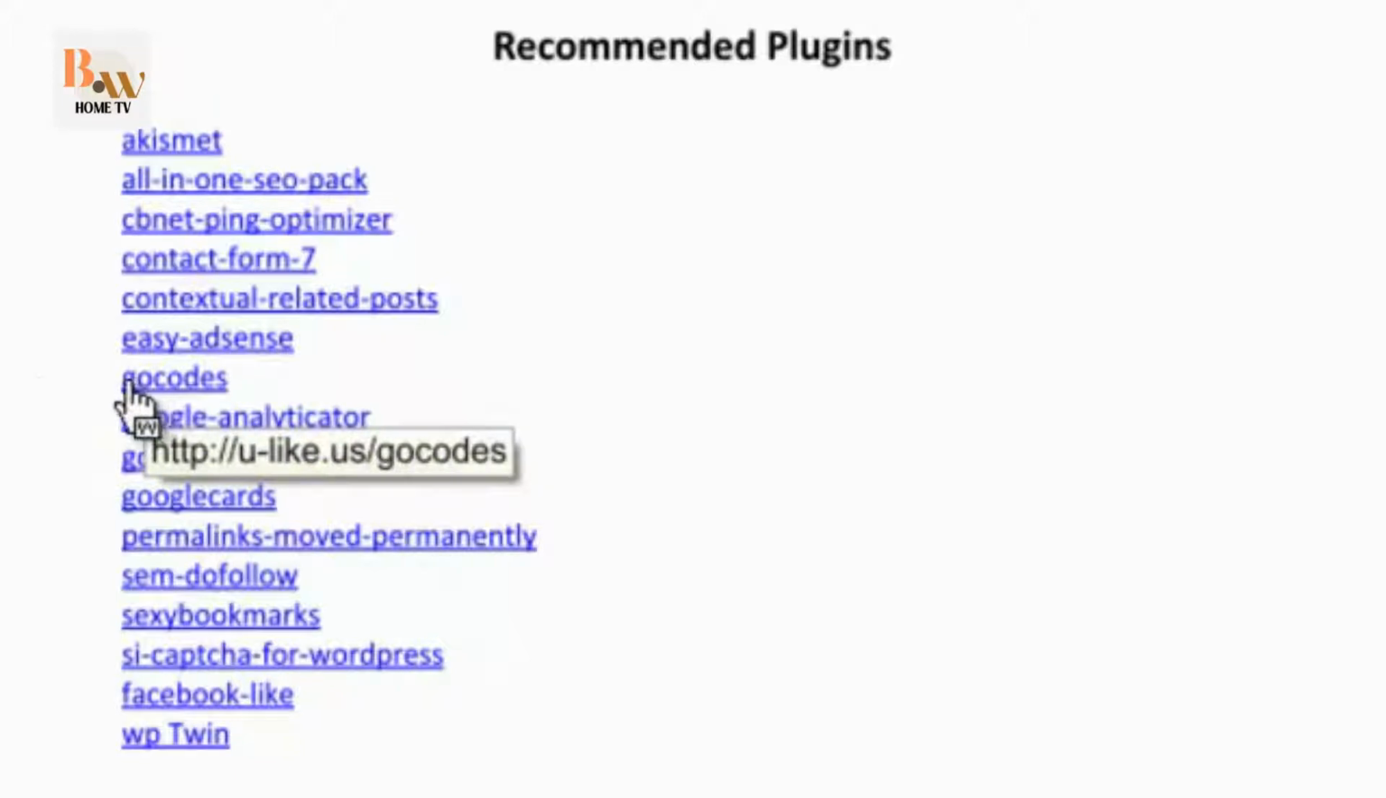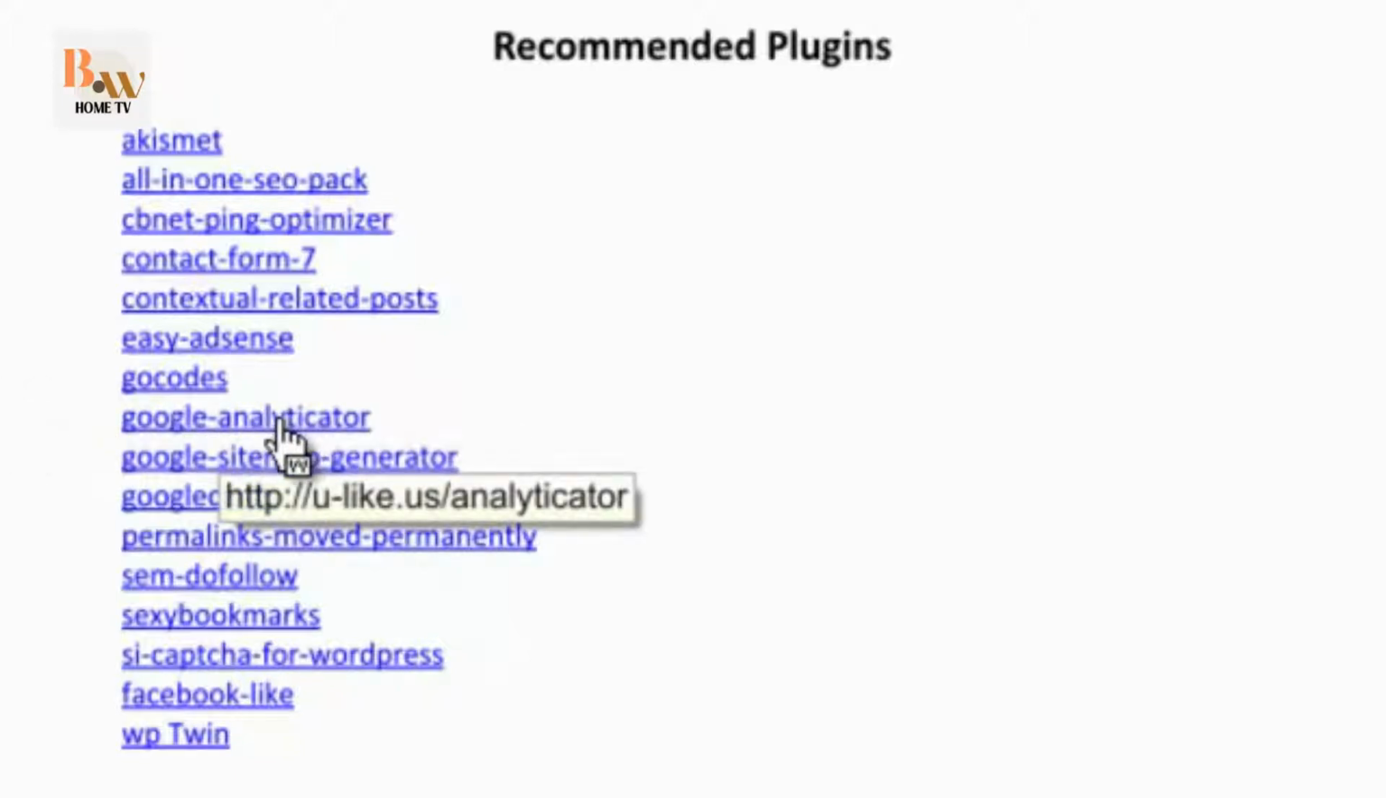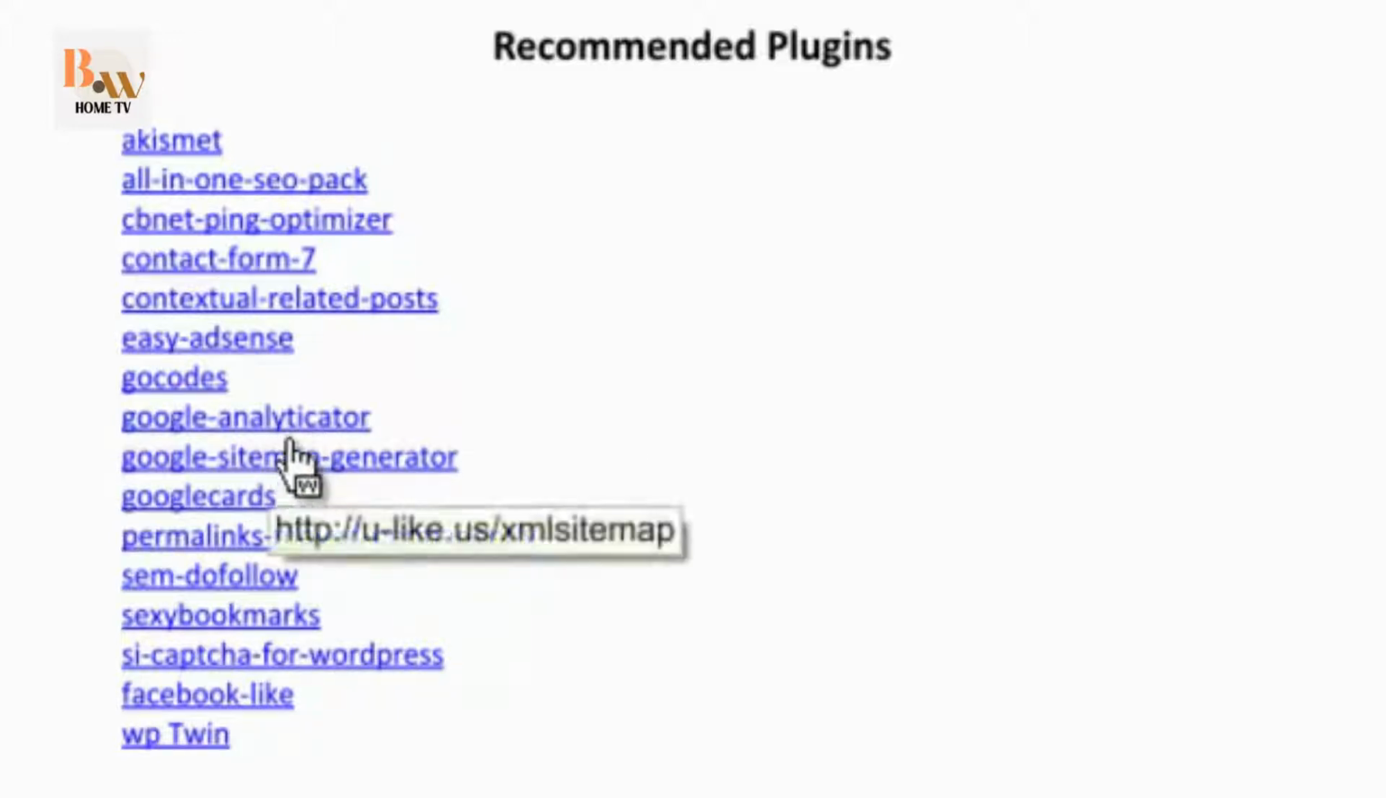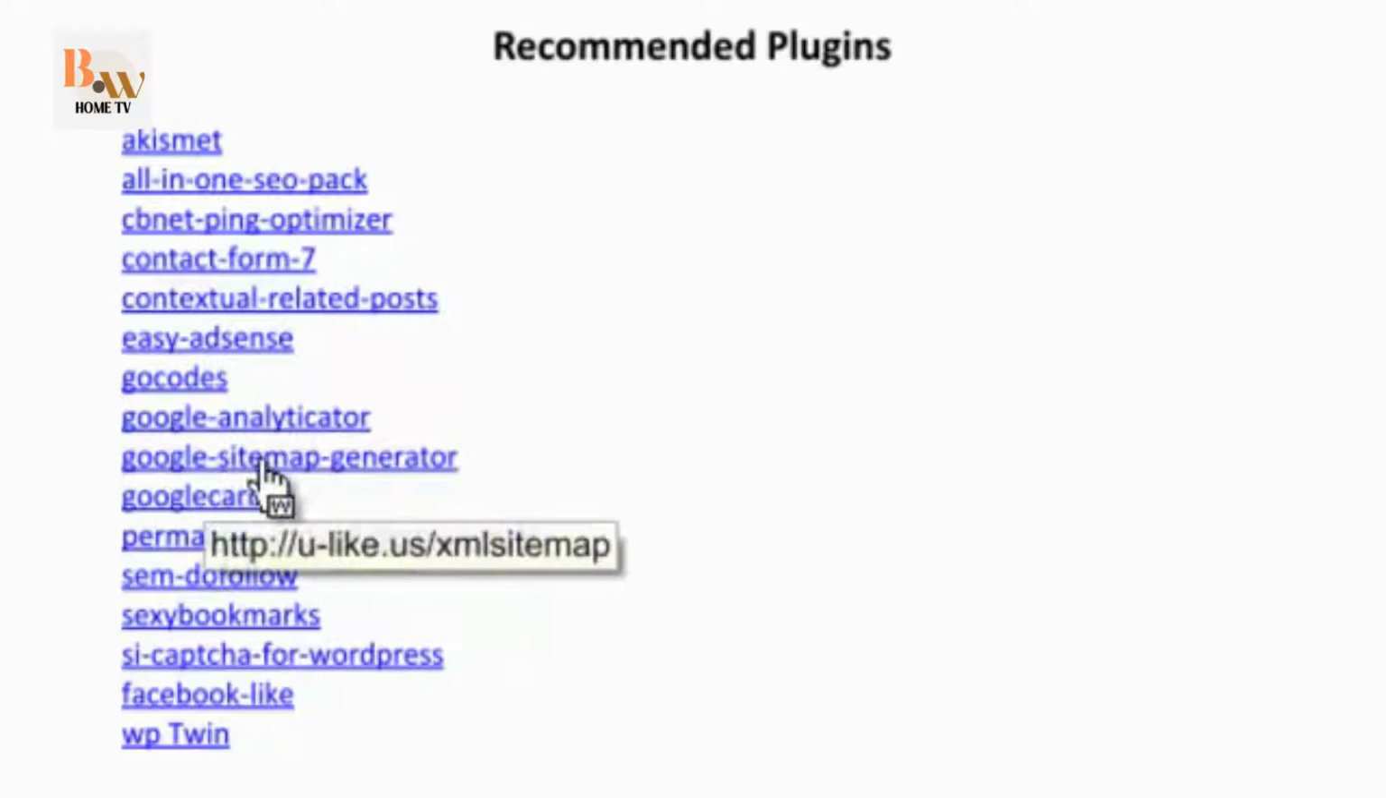GoCodes is a great redirect script for affiliate links. Google Analyticator is a great way to easily install Google Analytics on your WordPress website. The sitemap generator generates a sitemap that's compliant with Google Webmaster Tools, Yahoo Site Explorer, and Bing Webmaster Tools. Google Cards is new. The jury's still out on this one, but basically it gives you a neat way for people to connect with you on Google, the new Google Plus.